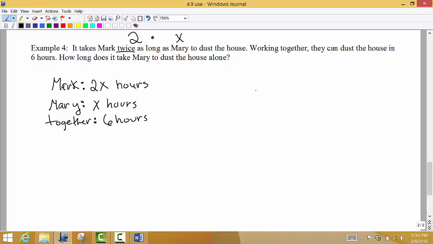Now we're going to set up our equation. We're going to work with the reciprocals of the alone times. So it's 1 over 2x plus 1 over x. We're going to set that equal to the reciprocal of the together time. So this is our equation, and we want to solve it by multiplying by the LCD. So we have 2 and 6, so the LCD there would be 6. And we need x here, here, and here, so we'll multiply by 6x. So I'm going to multiply everything on both sides by the LCD over 1.